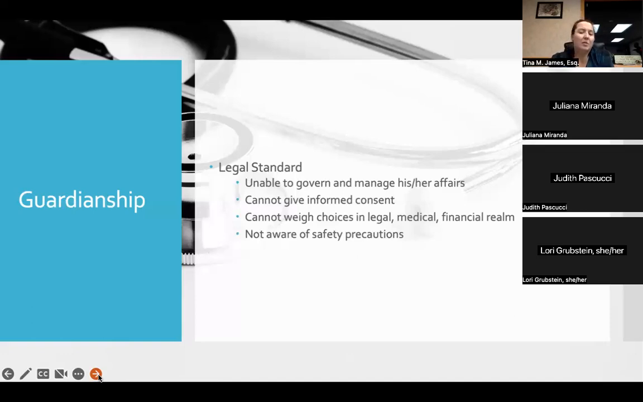Other things we look at is, are they aware of safety precautions, right? What sort of assistance do they need with their activities of daily living? Can they go to the bathroom by themselves? Can they get themselves dressed? Can they pick out seasonally appropriate clothing? So we look at all of these to see if an individual is able to manage and govern his or her own affairs. If the answer is no, then they need a guardian, right?